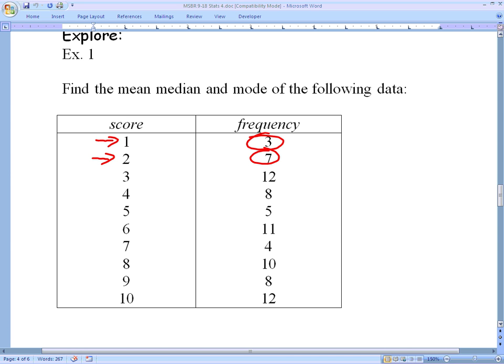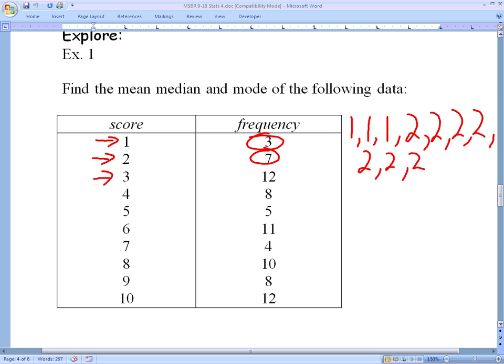I could write them out. I have 1, and then another 1, and another 1, and then those 7 2s. 10 numbers so far. And then we have 3. How many 3s? Oh, we have 12 of them. Well, I'm not going to write out 12 3s. That's why we do the frequency table, because I don't want to write all this stuff out. But we need to figure out how many numbers are actually here.